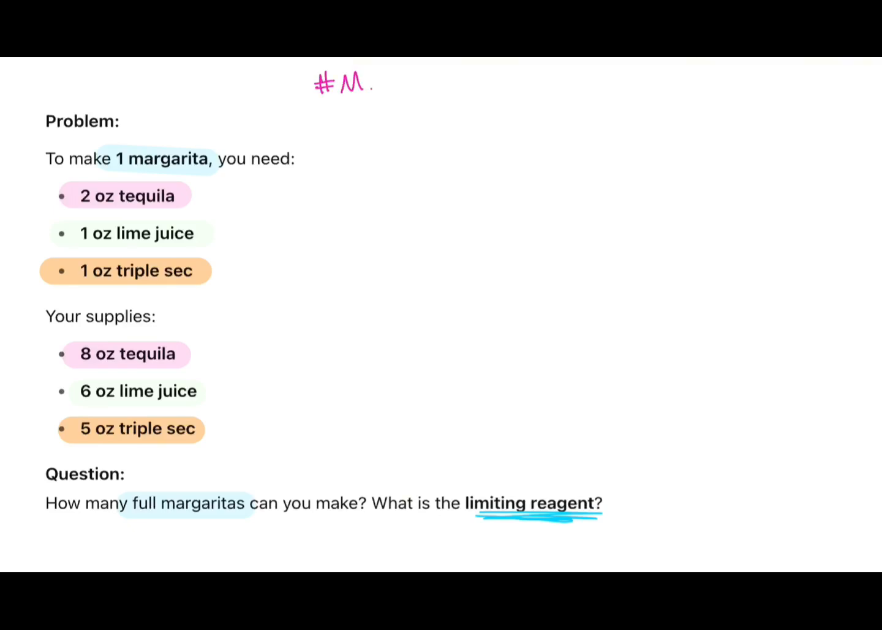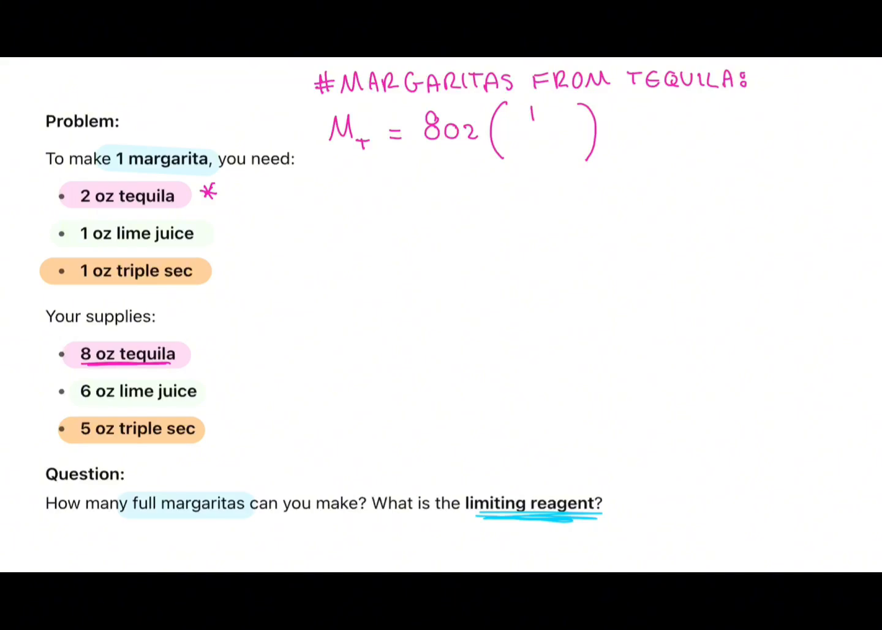So first thing we need to do is figure out the limiting reactant by figuring out how many full margaritas we can make from 8 ounces of tequila. So we start with our 8 ounces and then we multiply that by the ratio of how many ounces we need to make 1 margarita. So it's, for 1 margarita we need 2 ounces of tequila. That's our ratio. Cancel out the ounces and we're left with 4 margaritas.